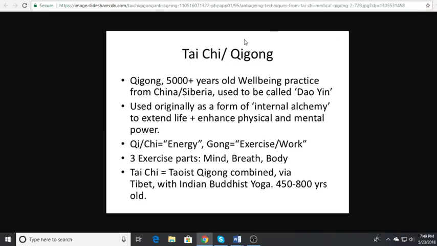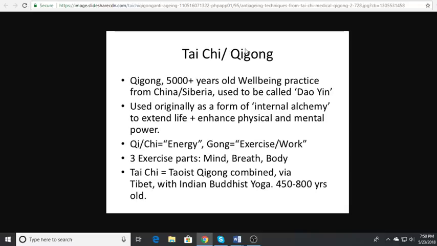So Tai Chi and Qigong. Qigong is 5,000-plus years old. It's a well-being practice from China, Siberia. It used to be called Daoyin, originally a form of internal alchemy, used to extend life and enhance physical and mental power.